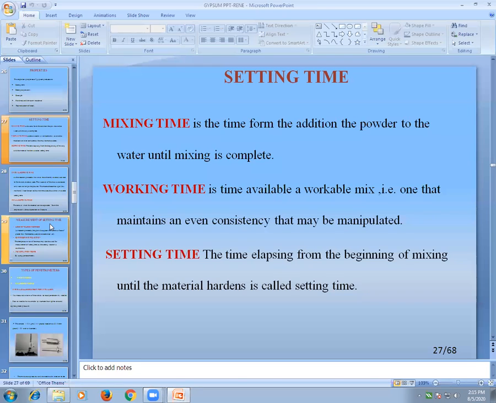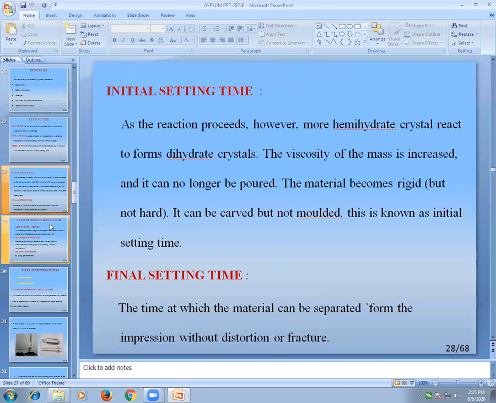Setting time is basically a combination of mixing and working time, that is, the time elapsing from the beginning of the mixing until the material hardens. There are two types of setting time, initial setting time and final setting time. In the initial setting time, as the reaction proceeds, more hemihydrate crystals react to form dihydrate crystals.